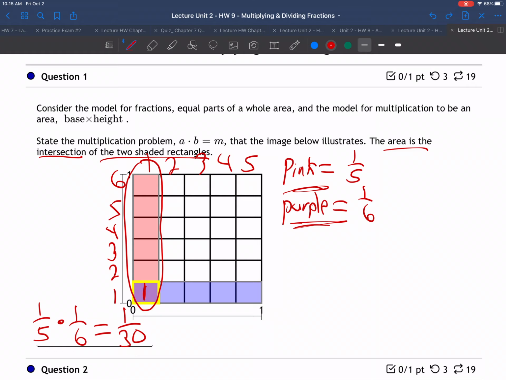So this is a good way to show kids that multiplication is like the overlap of two portions, right? The pink occupies 1/5 of this whole bar. The purple occupies 1/6 of this whole box. And their overlap occupies 1/30 of the whole box. So with two fractions being multiplied, the answer is the overlap region, which occupies 1/30 of the whole box.